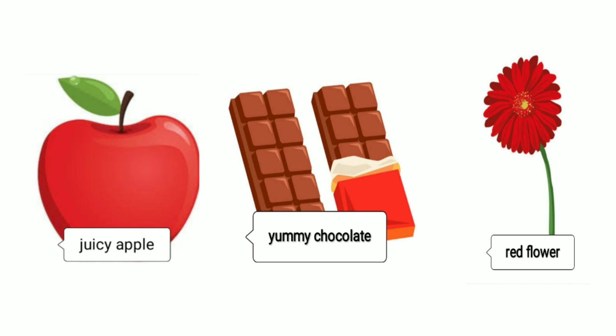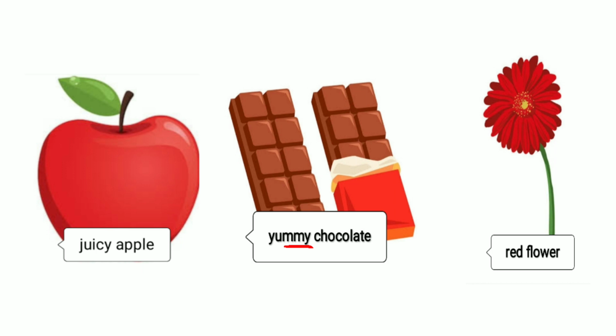Look at the picture. First picture, apple. It is an apple. So juicy apple. It is a picture of an apple, but how was the apple? Juicy. So we are describing the apple as juicy. Juicy is the describing word. Next picture, yummy chocolate. How was the chocolate? Yummy. So we are describing chocolate as yummy. Yummy is the describing word. Red flower. How was the flower? Red. So red is the describing word.